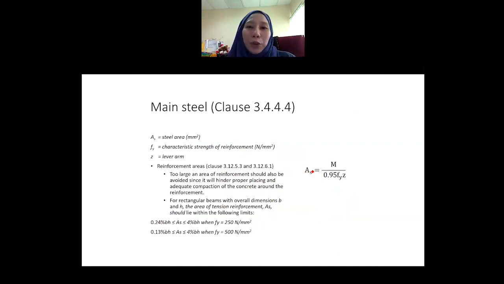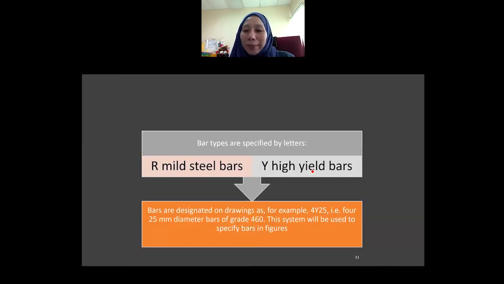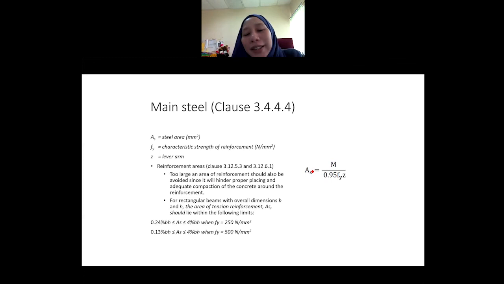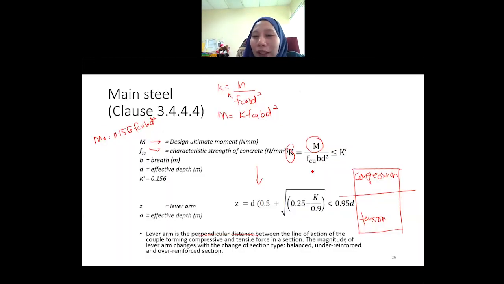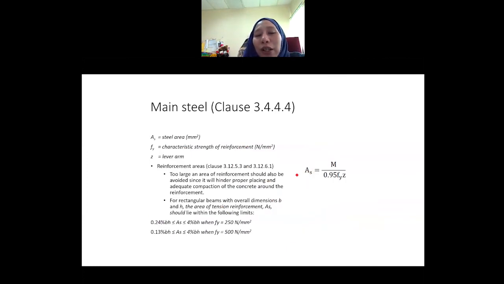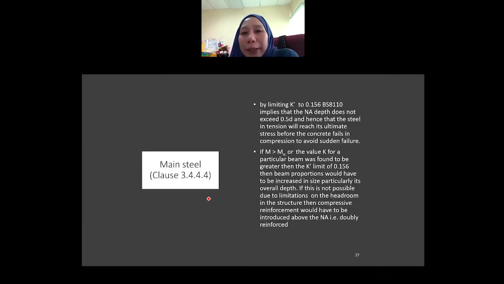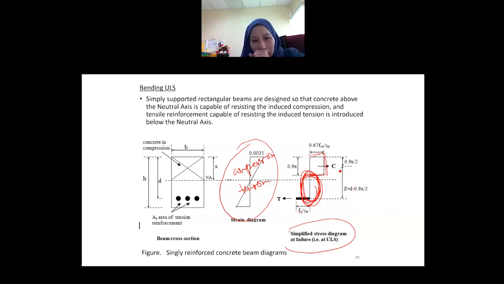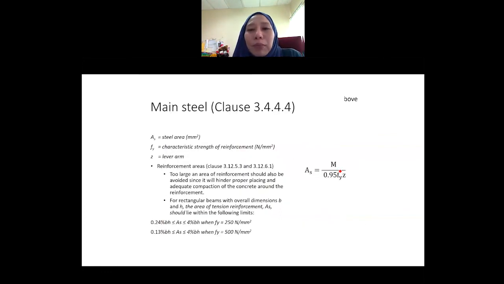Okay, another formula that you have to know. This is the final formula for today. From Z earlier, why do we calculate the level arm? Because we need to calculate this As, or what we also call the steel area. So, the formula for As is M, the ultimate design moment, divided by 0.95 Fy Z. Fy is the characteristic strength of reinforcement, whether we use mild steel or high yield steel, which is 460 Newton per mm square, or 250 for mild steel. Z can be any value you get from your calculation of the level arm here. So you will get the value of Z.